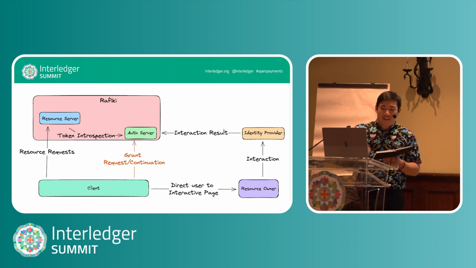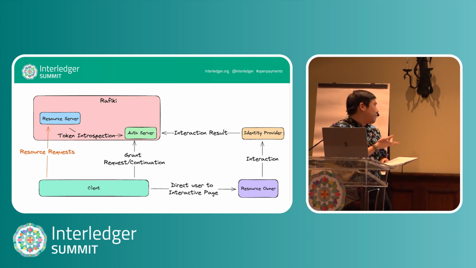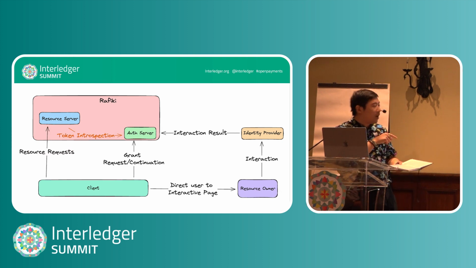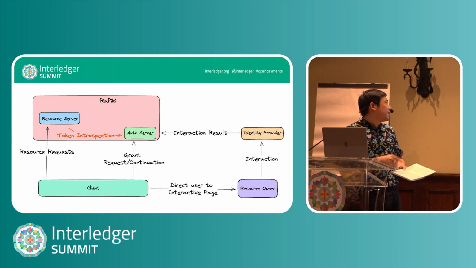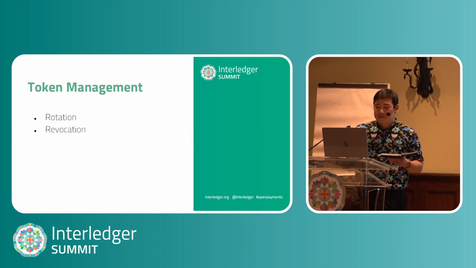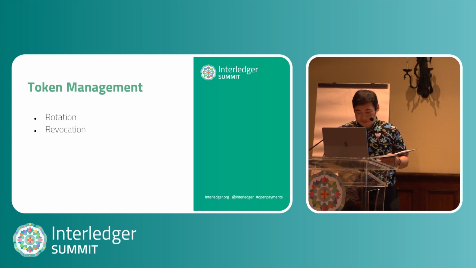Then the client, having been signaled that interaction is over, performs a grant continuation request with the auth server, and then having been issued an access token afterwards, starts making resource requests to the resource server. When those come into the resource server, it performs token introspection on the auth server, and then if that comes back as valid, it completes the resource request.